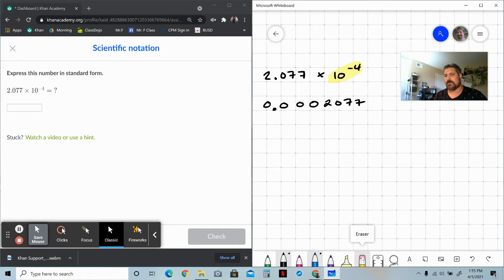So it's 0.0002077. That's the quick way to do it. Just realize it's going to be 4 zeros in front with a decimal after the first. Okay? So that's the quickest way to do it.